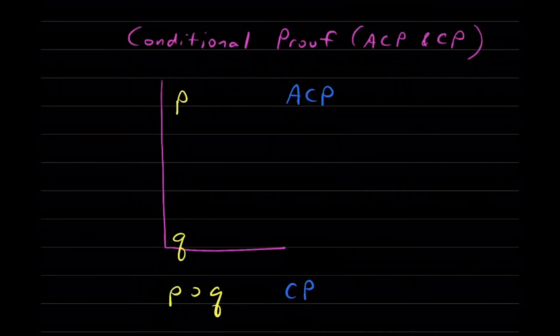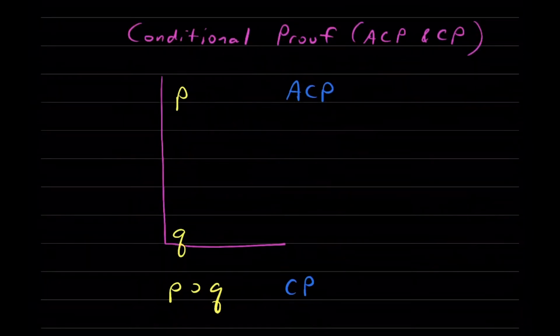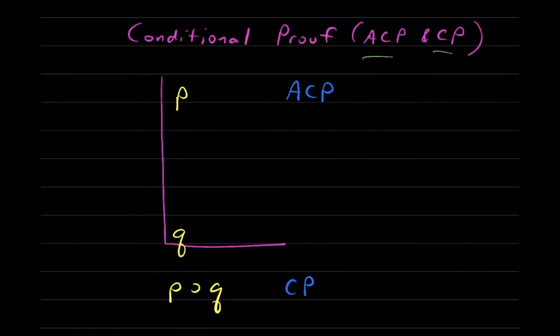The first new rule is called conditional proof, abbreviated ACP and CP. ACP stands for an assumption for conditional proof, and CP stands for conditional proof. The way it works is this. If you need to prove a conditional, like you see down here at the bottom of the screen, P implies Q, one way you can do that is to actually assume that the antecedent is true. So you can assume P is true. And then if you can show that Q follows from that, you will have shown that P implies Q.